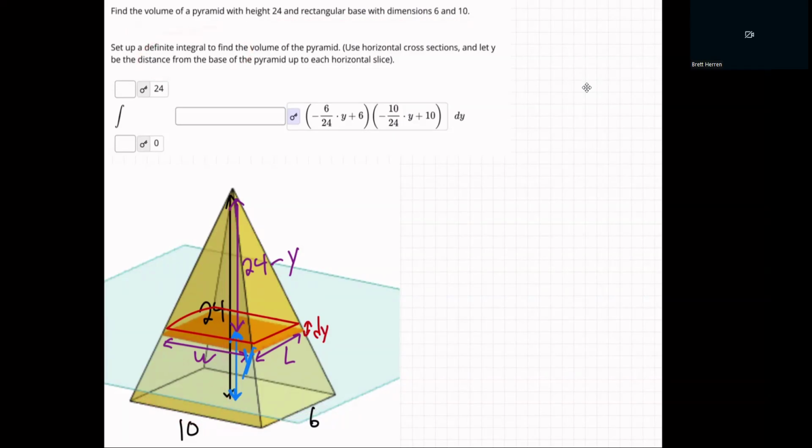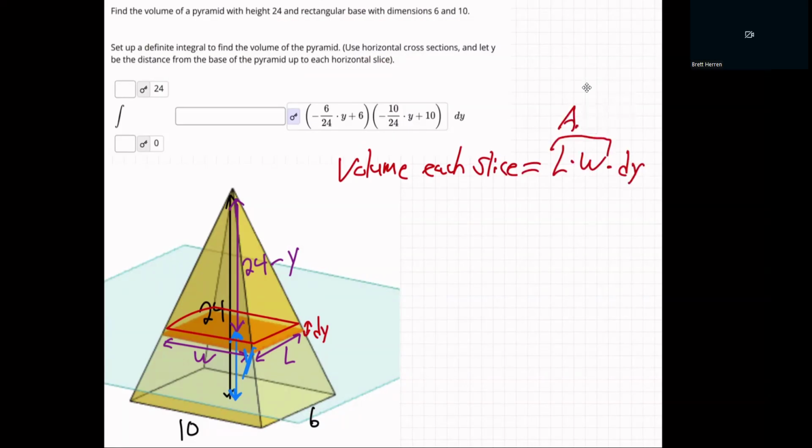We're going to use horizontal slices. You see this horizontal slice here, and it has a thickness of dy. So we're going to add up a bunch of slices. Let's find the volume of each slice. The volume of each slice is going to be length times width times thickness dy, because length times width is the area of the top.